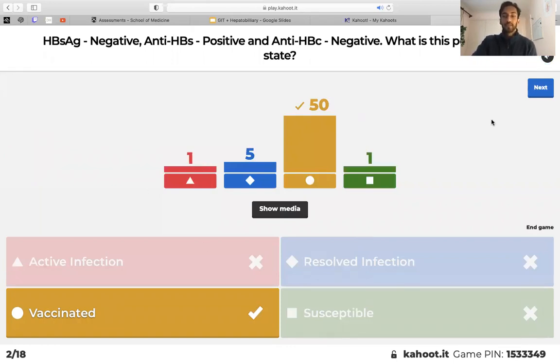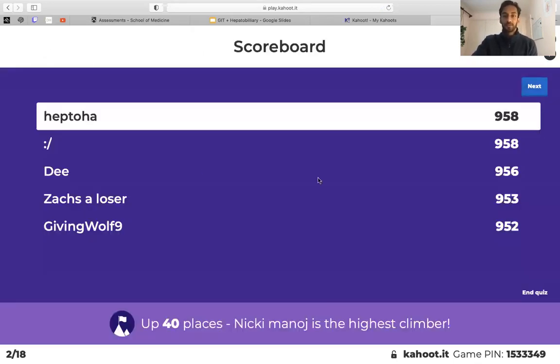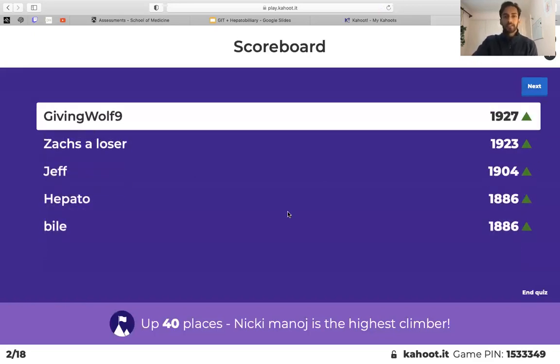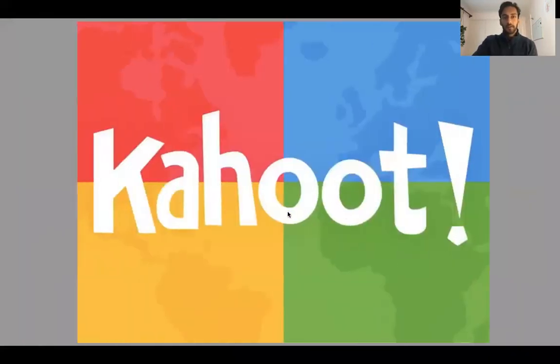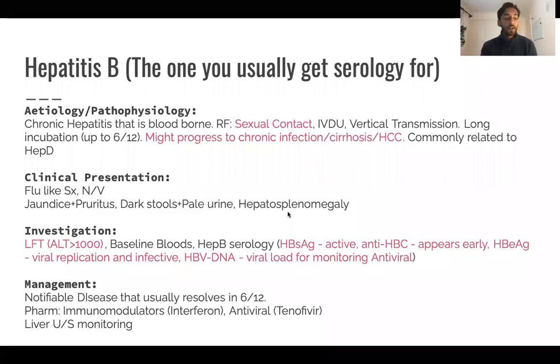So this is something else that is quite important when it comes to your hepatitis stuff. So let's take a very quick look. This is very relevant to hepatitis B, and this is the one that you usually get your serology questions for. You don't often get serology questions for Hep A or Hep C. It's much more rare. So hepatitis B and C, as I've said, are blood-borne, which is very different to hepatitis A, fecal-oral.